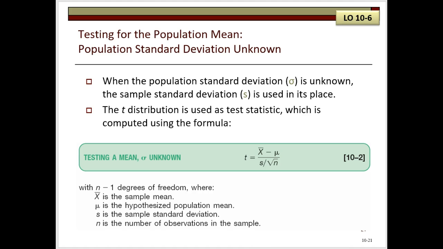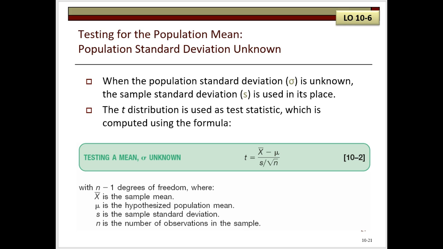In the preceding examples for testing the mean of a population, we knew the population standard deviation. In most cases, however, the population standard deviation is unknown. As such, the population standard deviation may be estimated by the sample standard deviation S. For these cases, the t distribution is used as the test statistic. The formula for computing the t statistic is shown on this slide.